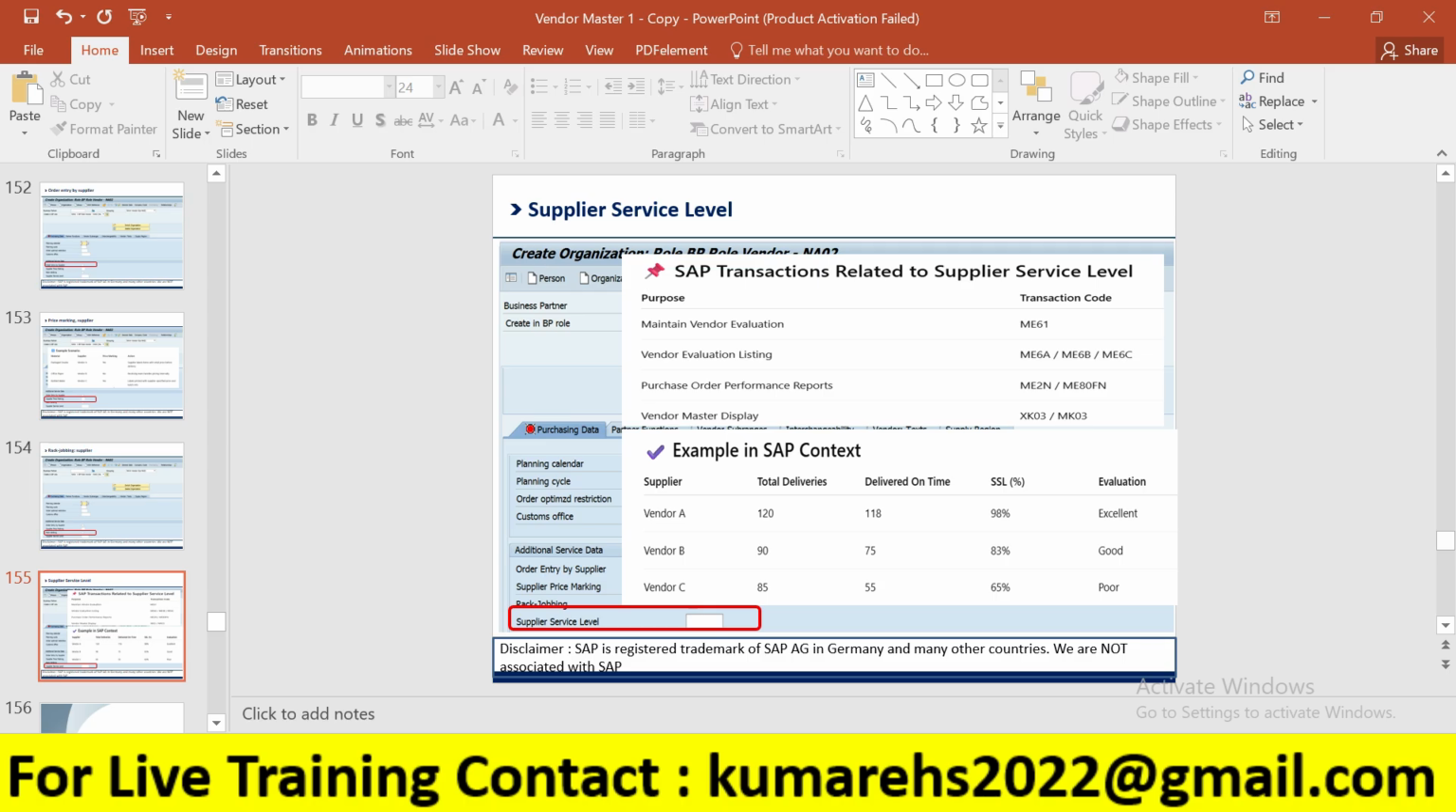Why does supplier service level matter? It helps procurement identify reliability with risky vendors, make sourcing decisions, improve contract compliance, reduce inventory carrying cost, and improve customer service level. So the SAP transactions related to supplier service level. Maintain vendor evaluations under T code ME61, vendor evaluation listing ME6A, ME6B and ME6C, purchase order performance reports ME2N, ME80FN, vendor master display. In ECC it is XK03, MK03; in the S/4HANA system it is only one T code, /NBP.